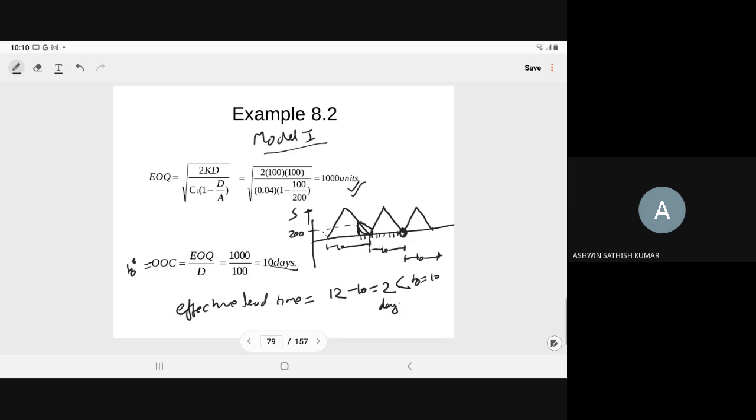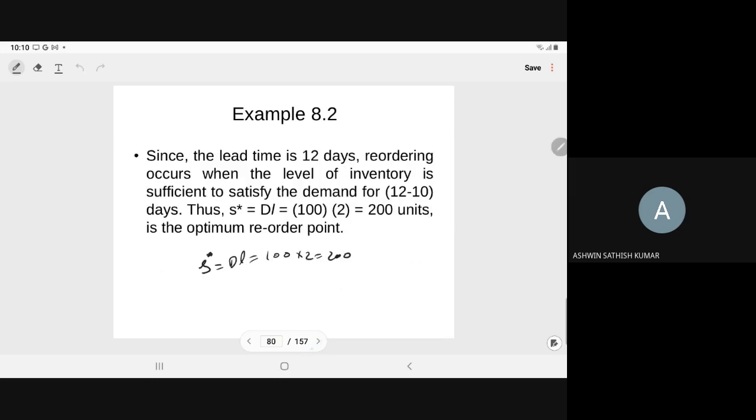So when the inventory level is at 200, at that time we should reorder. So that is the s star. We cannot say s star is equal to 12 into 100, that is 1200, because in the production run you are producing only 1000 items. If you are producing 1000 items, your stock cannot be 1200. So that is the wrong approach.